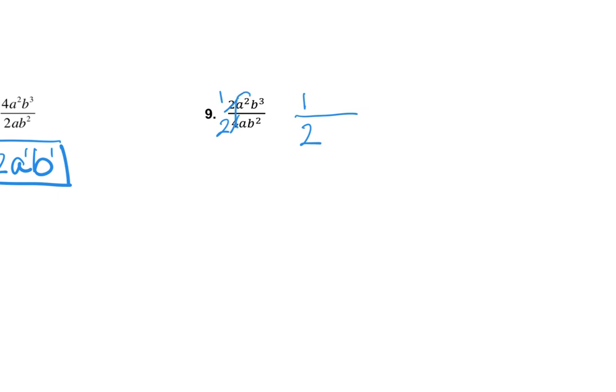And so now let's look at our a squared divided by a. 2 minus 1 is 1, so you're just going to have a, or a to the first. And then we're going to take b to the third divided by b squared, and again you're going to subtract those exponents and have b. So your answer then would be 1ab, or you don't even have to have the 1, all over 2, but leave that 2 on the bottom. It's going to make things easier later.